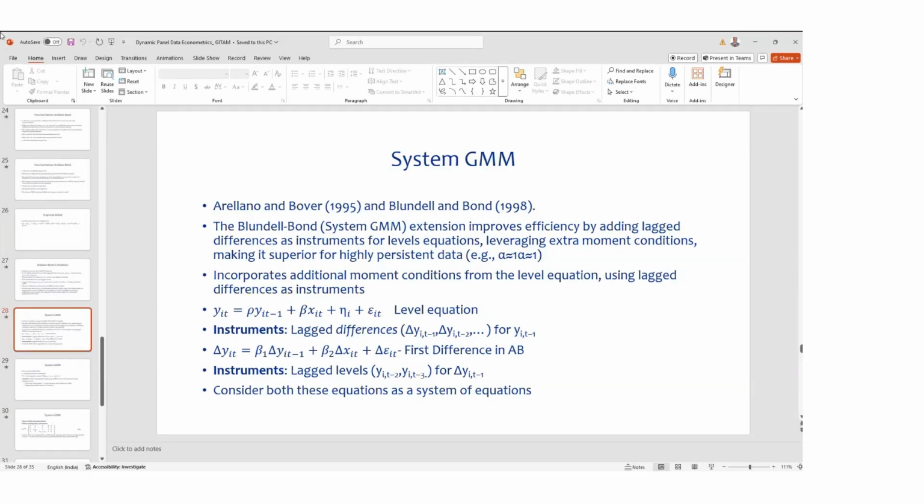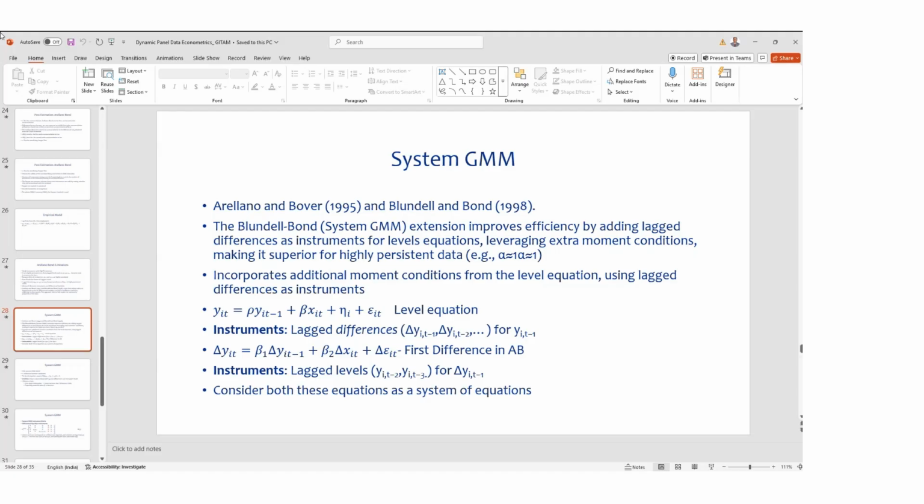Okay. System GMM was given by Arellano and Bover in 1995, and later we have a Blundell-Bond model. We will look at the Blundell-Bond system. Okay, both use a similar approach. What it does is, we need to capture as much information as possible from the lags and the differences, right? From the lags as well as the differences.